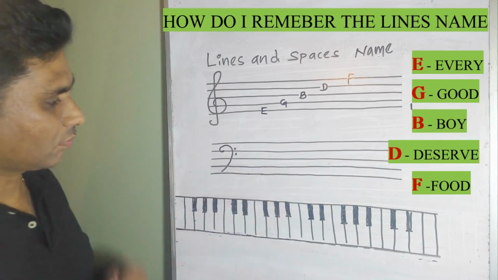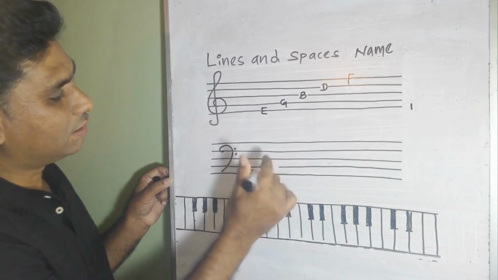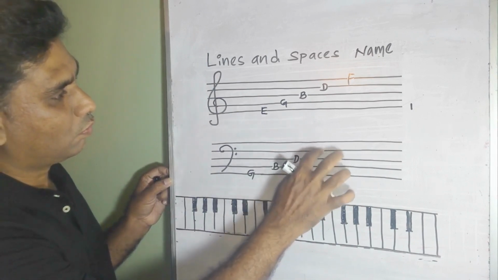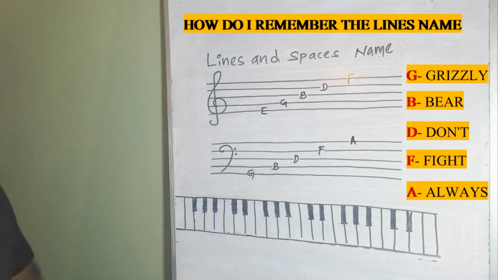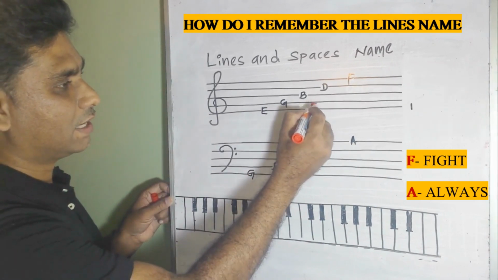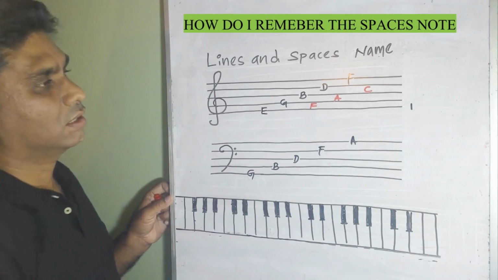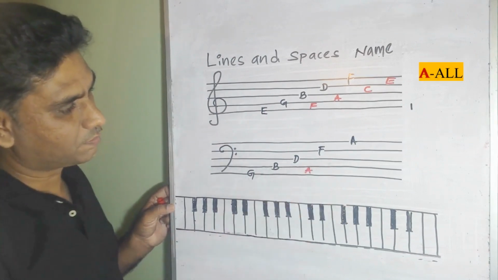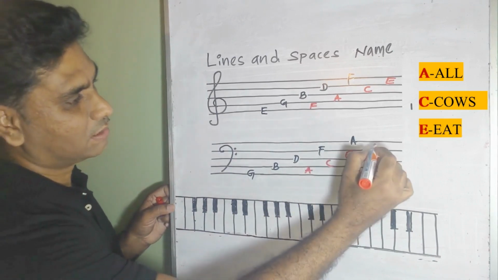How about the bass clef? First line of the bass clef is called G. Second line B. Third line D. Fourth line F. And the fifth line A. What about the spaces? First space of the treble clef is F, second space A, third space C, fourth space E. And the bass clef, first space is A, second space C, third space E, fourth space G.